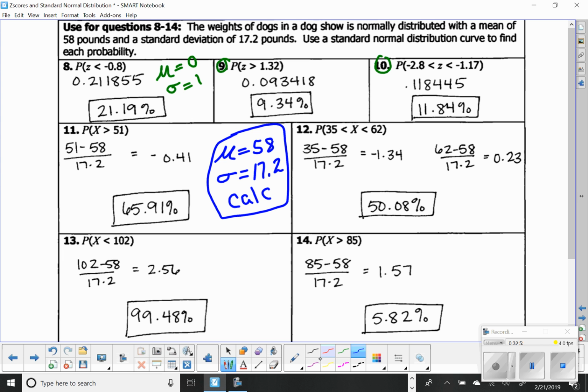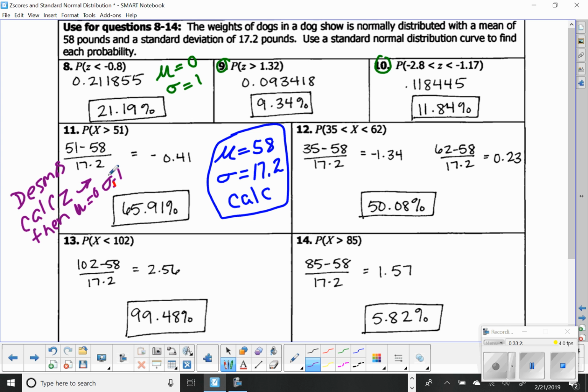On the other hand, if you're going to use Desmos, you first have to calculate the z-score. Then remember that your mean is 0 and your standard deviation is equal to 1. Either way, your numbers will come out about the same.